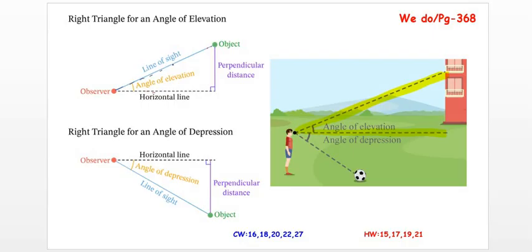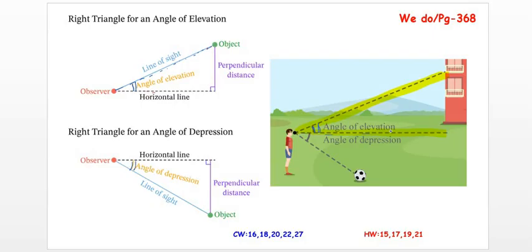This line is called the line of sight when you are looking at an object that is higher than the horizontal line. The angle that is made here is called the angle of elevation. So when you are looking upward, the angle of elevation is here. But if you are looking downward, when the line of sight is going downward from the horizontal line, then the angle that is made here is called the angle of depression.